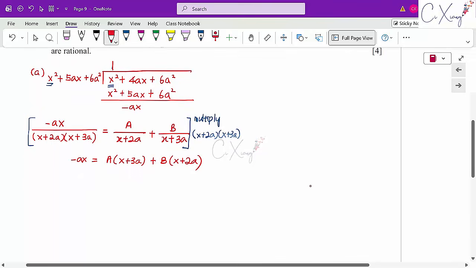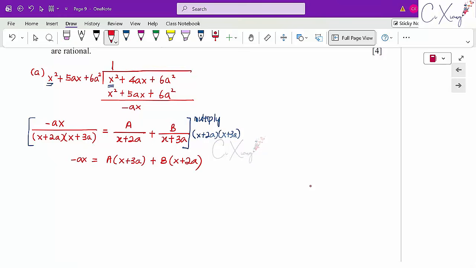There are many ways for you to find the value for A and B. You can expand the right hand side, then compare it with the left. For me, usually I try to eliminate the unwanted unknown. As an example, I will look at the linear factor x plus 3a. I'm trying to think, how can I make it become 0? So I need to let x equal negative 3a so that this bracket becomes 0. Then substitute x equals negative 3a into your whole equation here.